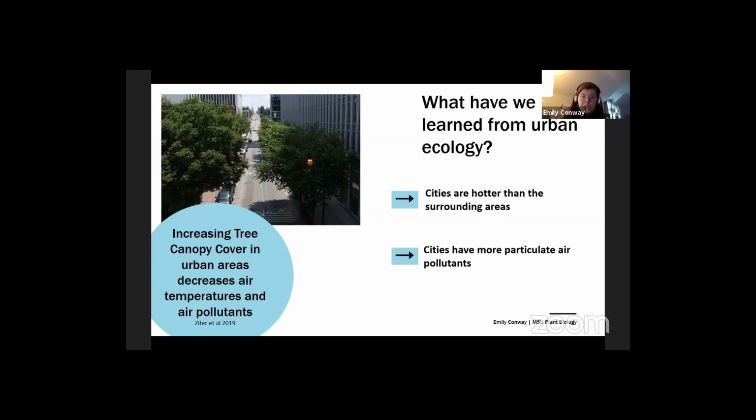So one, trees just provide shade. That helps reduce the air temperatures below them. But we also know that trees are plants, so they're photosynthesizing, they're making their own food. They're moving carbon dioxide and water in and out of their stomata, their little pores on their leaves. And that can help with cooling through a process called evapotranspiration. And that movement of water and air also helps cool things down.